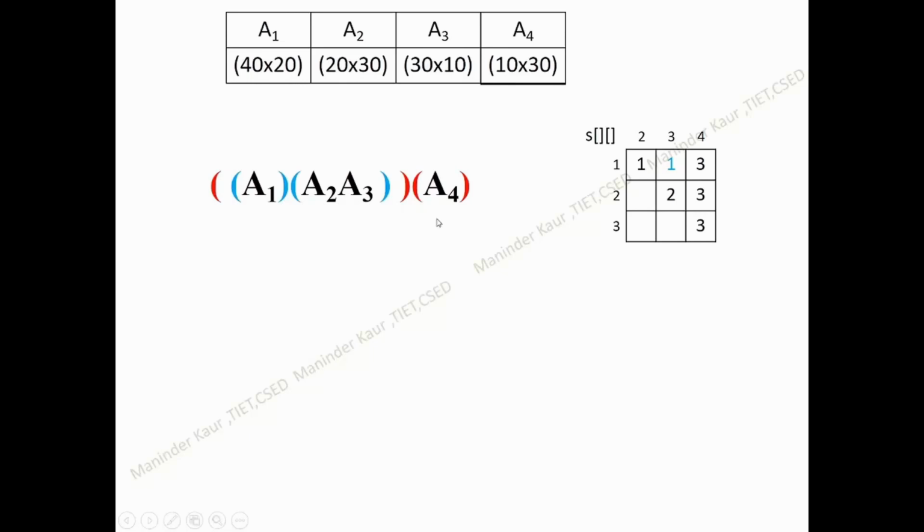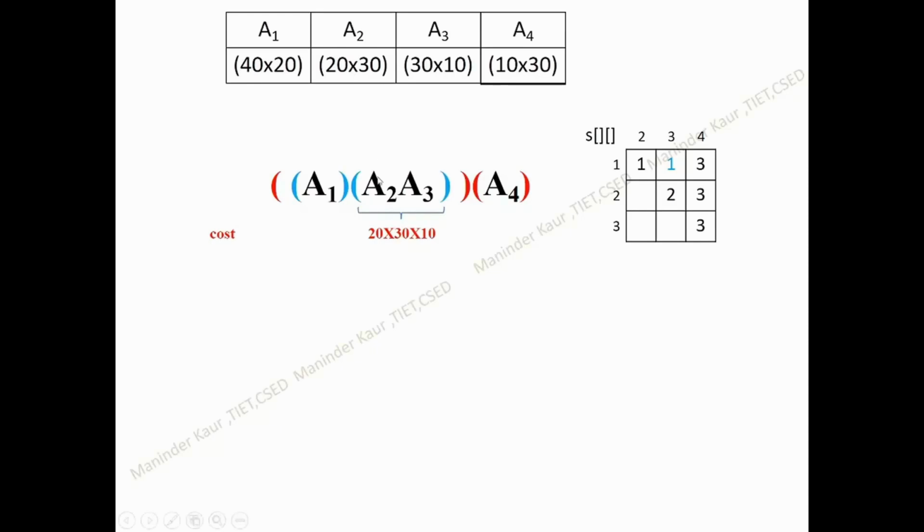This is the final value of the ordering. Now if you want, you can cross-verify how the value of 26,000 came. We will find the number of multiplications step by step. As you know, first A2 and A3 will be multiplied. What is the cost of multiplying these two matrices A2 and A3? That is nothing but 20 into 30 into 10.